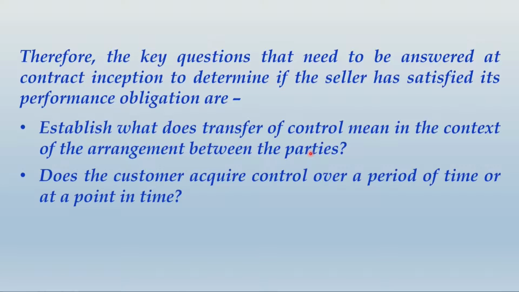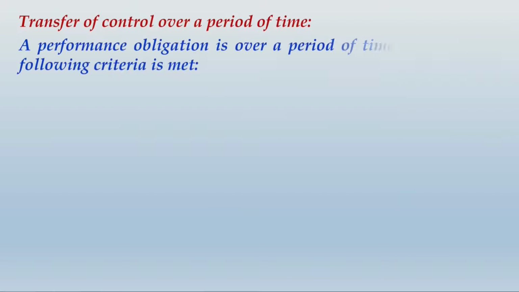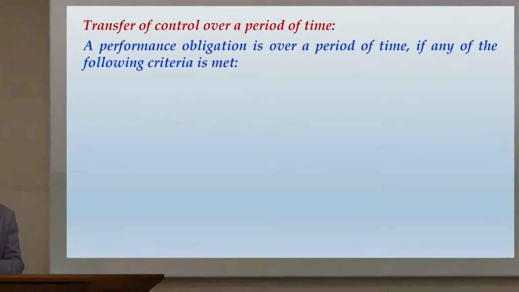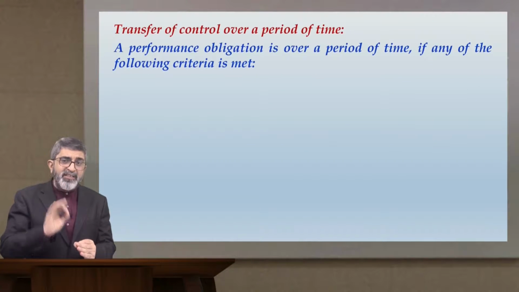Alright friends, once you have completed writing these points, let us move ahead and now talk about transfer of control over a period of time. Let us talk about this possibility. A performance obligation is over a period of time if any of the following criteria is met. Now keep in mind one thing, the language again, if any of the following criteria is met. We are going to talk about three different criteria over here, A, B and C.